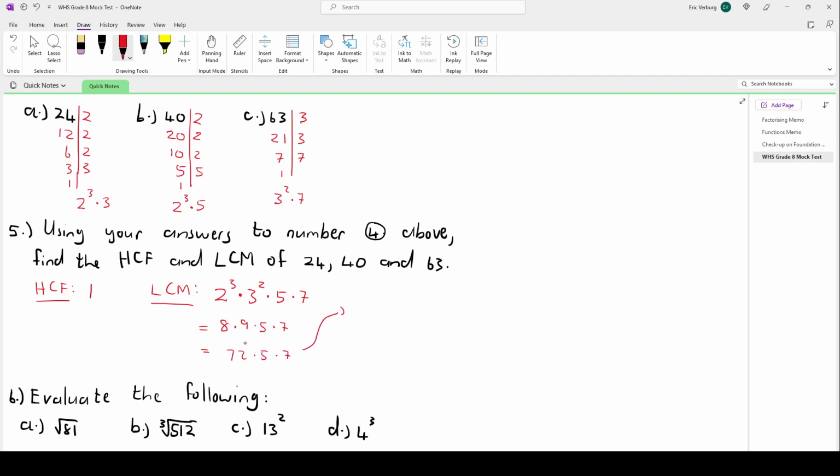Let's continue here. So then 72 times 5 is 360, times that by 7. So then we get 300 times 7 is 2,100. 60 times 7 is 420. So 2,100 plus 420 is 2,520. So that is our lowest common multiple.